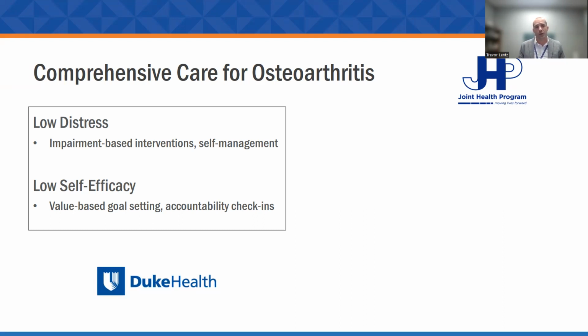So the first would be for those more consistent with the low distress profile. This might look like your traditional physical therapy approach. So impairment-based intervention, self-management, these could be your one and done, if you want to call it that, patients where they come in for an evaluation, get some education, exercise, a home exercise program, and then follow up as needed.